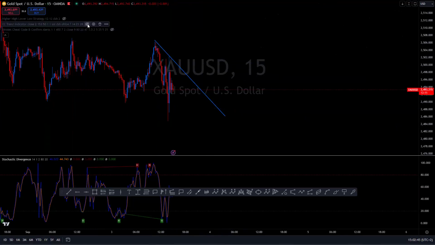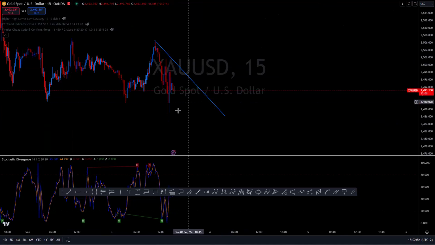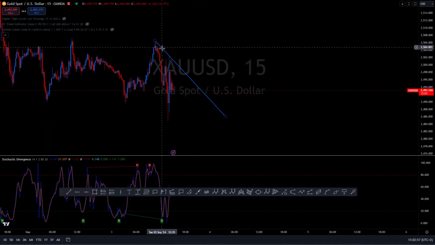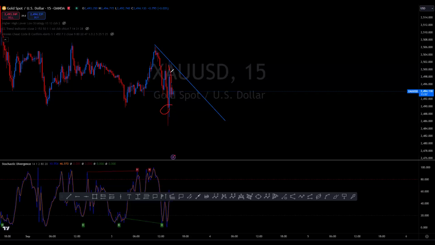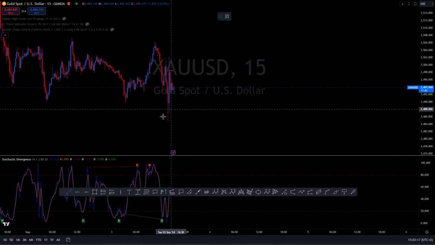So price did move up to here, go through this structure and then settle down to here. From this structure here, we can see price getting up and moving. It looks like it's settling on this previous breaker structure here. So I might go ahead and just say that price is starting to go bullish at this point. I'll determine my bias later.